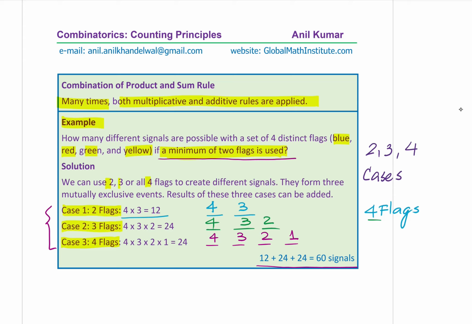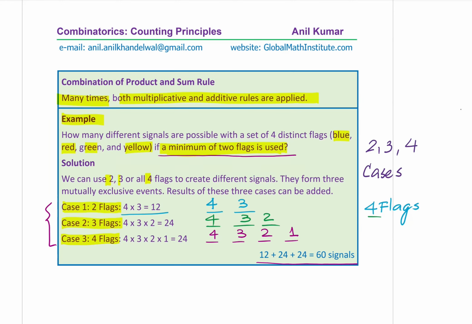Perfect. So that is how, as you can see here, we have used both the principles, the multiplicative for individual options, and then since the events are mutually exclusive, we added the results. Now let's take some more examples.